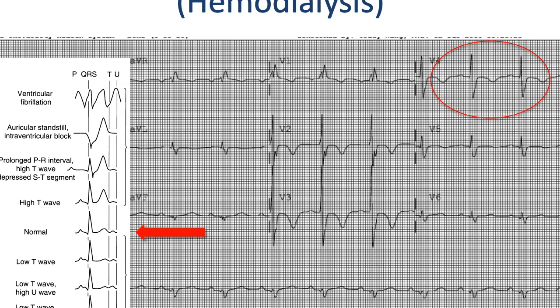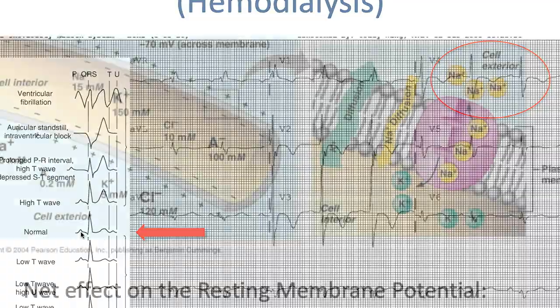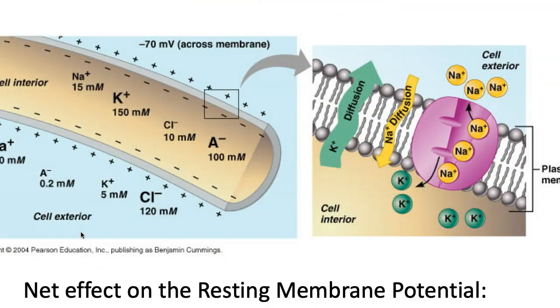So what do you think is happening? So the main question, why does a potassium of 9 cause this, whereas a normal potassium causes this? Let's answer that question. It all has to do with the resting membrane potential.